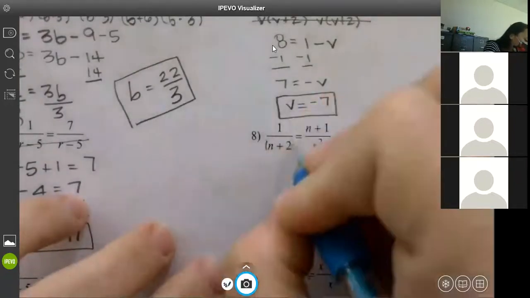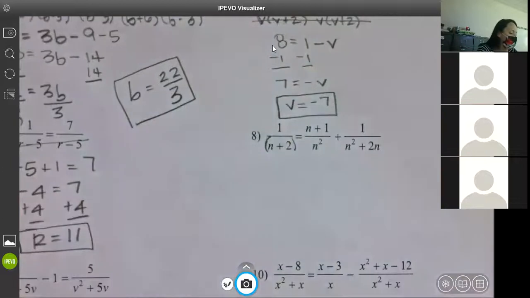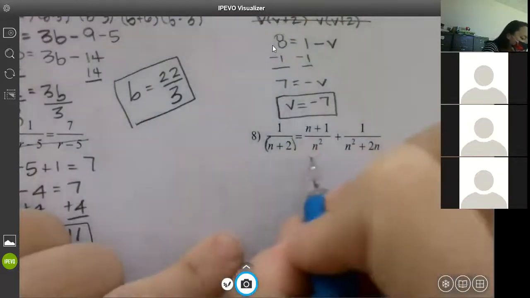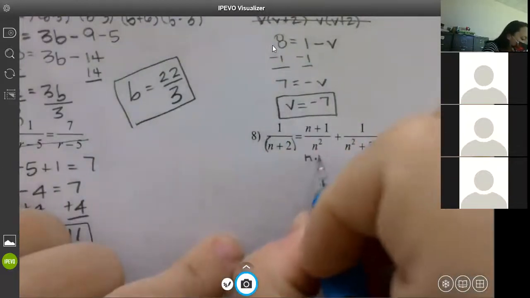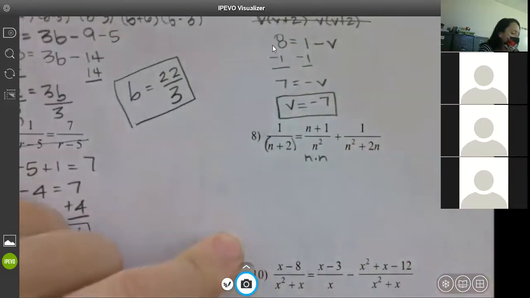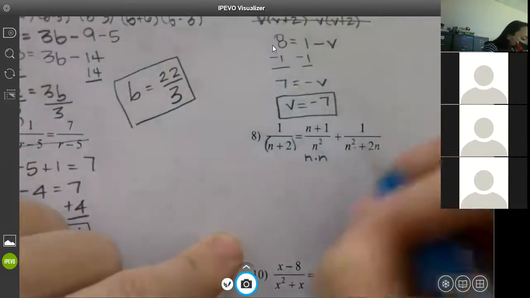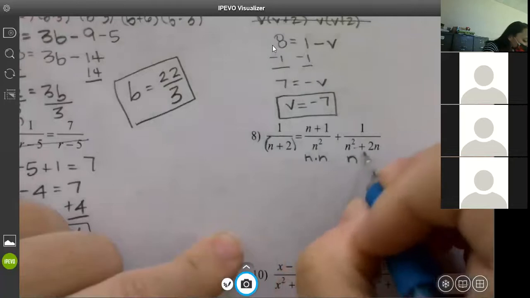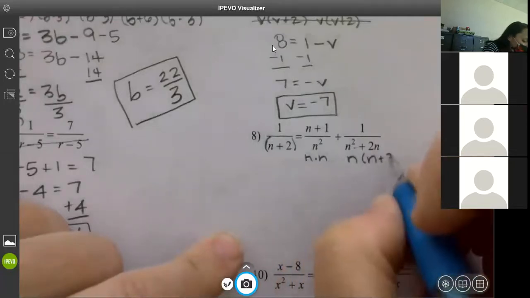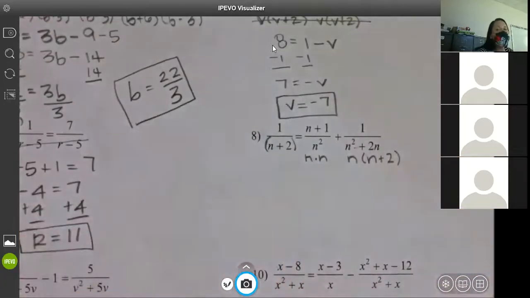So number 8, I have an n plus 2. I have 1 factor of n plus 2. Remember, n squared is 2 n's. Okay. And then I have this n squared plus n where I can factor out 1 n. And it leaves me with n plus 2. So what is my common denominator? Give me one part of your common denominator. N. Is it just n?